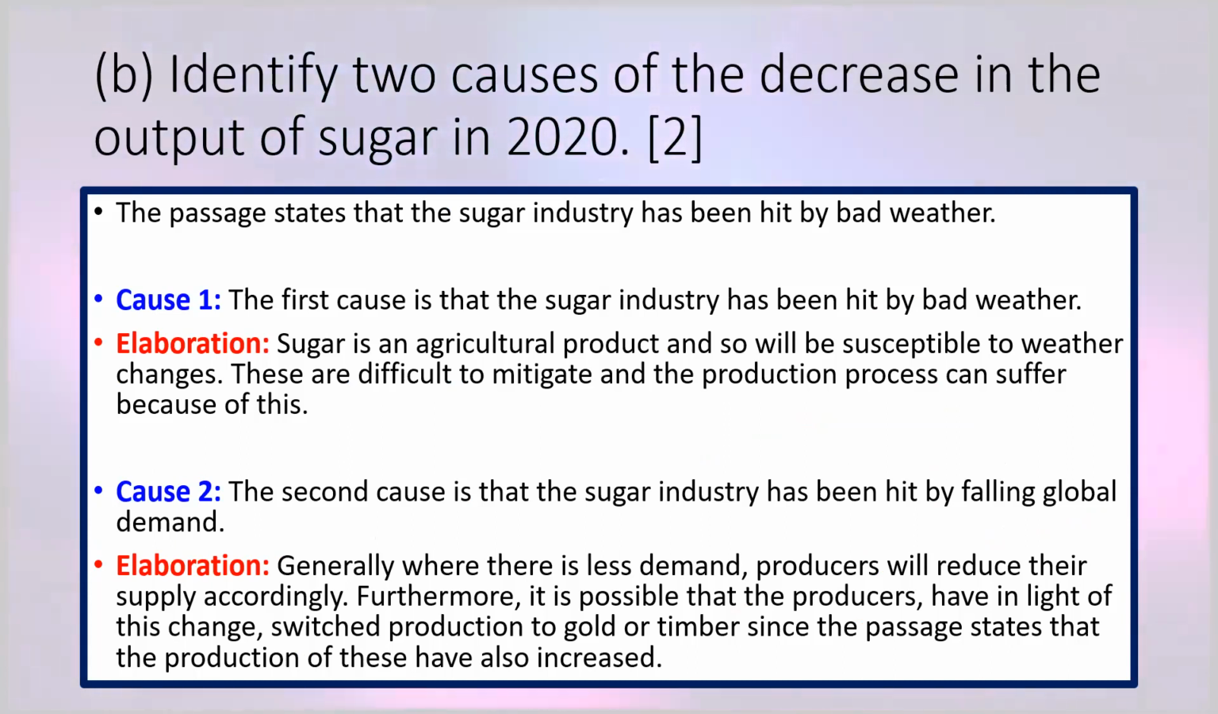And I will start off my answer and see here, I will do this in paragraphs. So I will start off my opening line by saying the passage states that the sugar industry has been hit by bad weather. Okay. Now, then there are two causes, right? Those of you who are doing business studies, you will recognize this format. It says cause one, elaboration one, cause two, elaboration two. So it's a typical business studies paper one format. Okay. Try to stick to this format, but you don't have to write out.